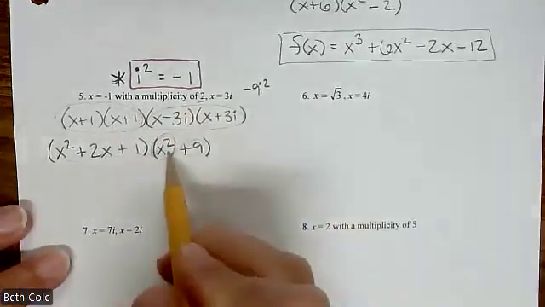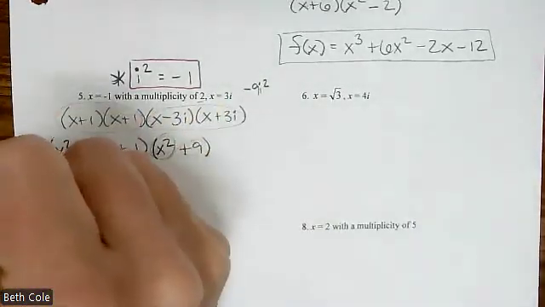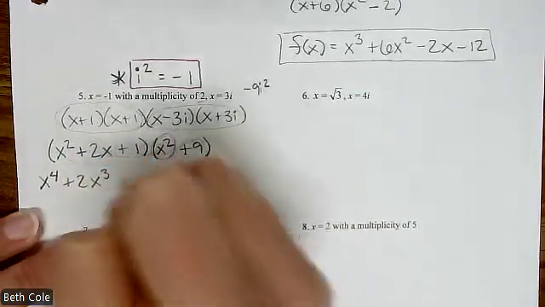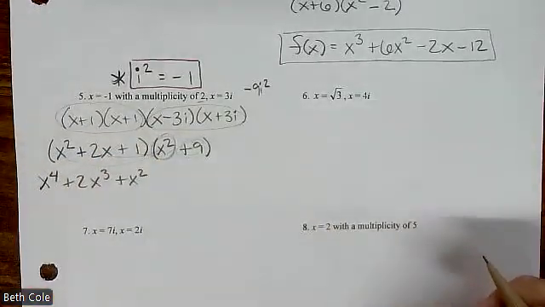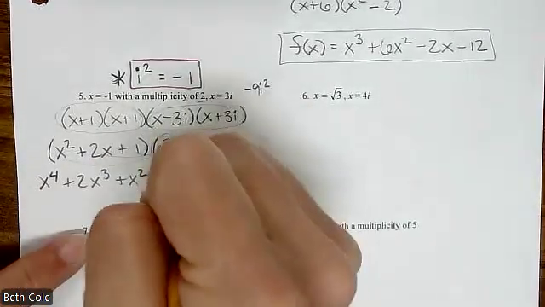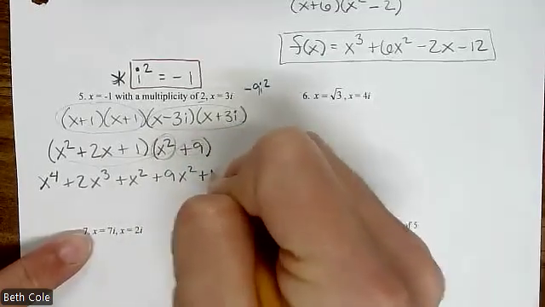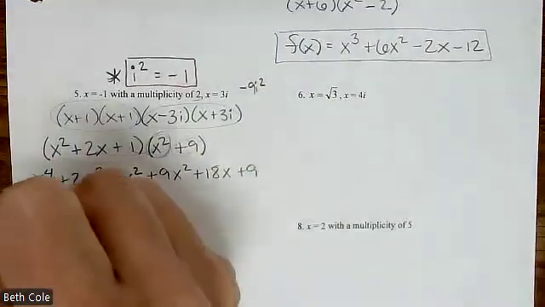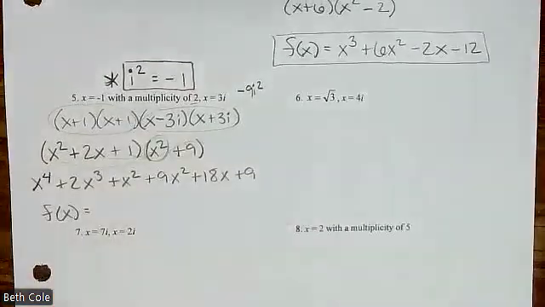3 times 2. All right, so if we distribute an x squared, x to the 4th plus 2x cubed plus x squared. Some of you are with me and some of you are already done with the problem. That's fine. Just make sure your answer is right. Now, if you distribute 9, that's going to be 9x squared plus 18x plus 9. And when you write your final answer, just put an f of x in front of it.